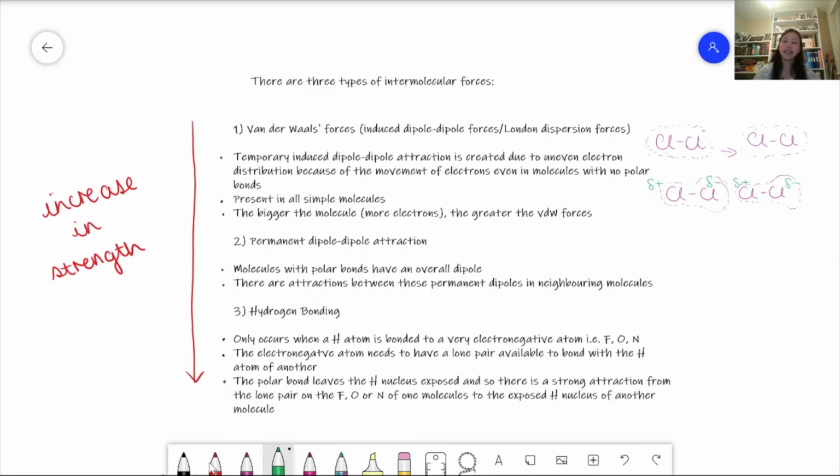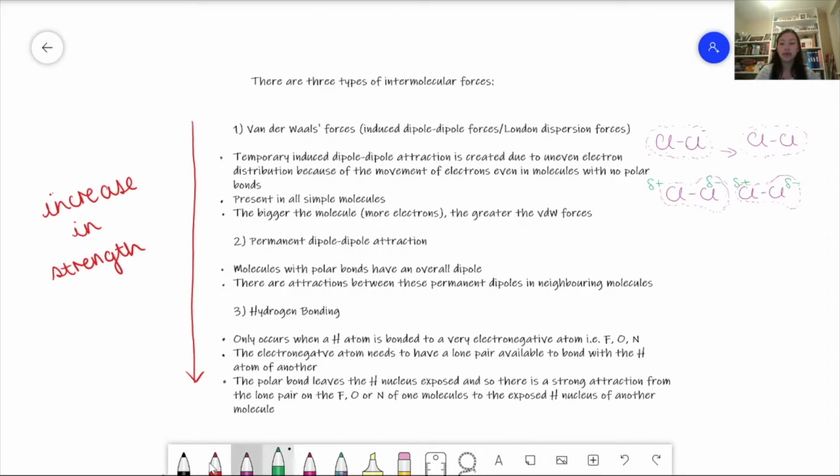The second intermolecular force is a permanent dipole-dipole attraction, and this is found in molecules with polar bonds because they have an overall dipole. A dipole is just a difference in the electronegativity, basically, and there are attractions between these permanent dipoles in neighboring molecules.